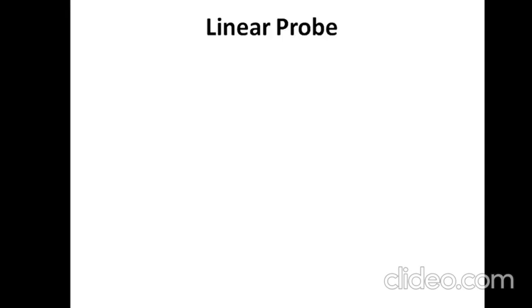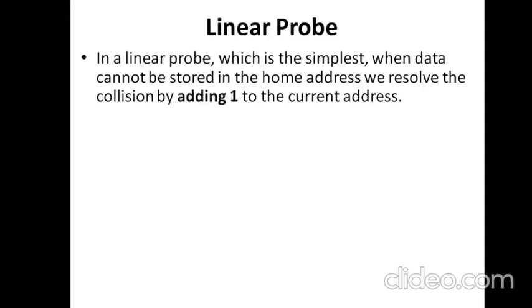Linear probe is the simplest technique. What we do is we just add 1 to the current address. Whenever we find that the hash address generated by the hash function for a key is already occupied, just add 1 to the existing address, and you will find that it's more like the example we saw already: x plus 1, x plus 1, and then again x plus 1.